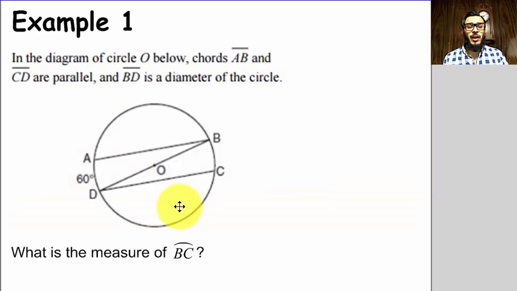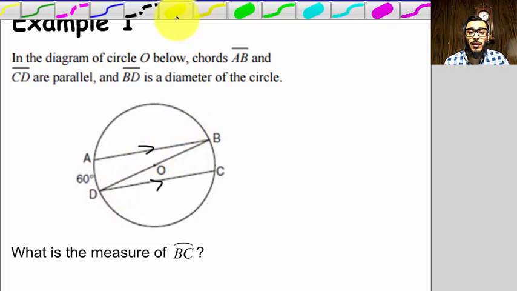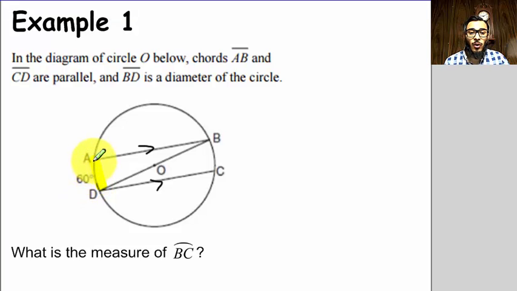All right, so here's our first example that we want to go over. It says in the diagram of circle O below, chords AB and CD are parallel, and BD is the diameter of the circle. What is the measure of arc BC? Well, we just learned that if you have parallel chords, they intercept congruent arcs. So arc AD should be equal to arc BC. Therefore, arc BC must also be 60 degrees.